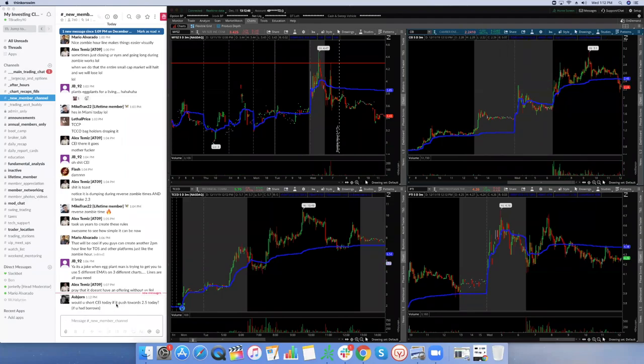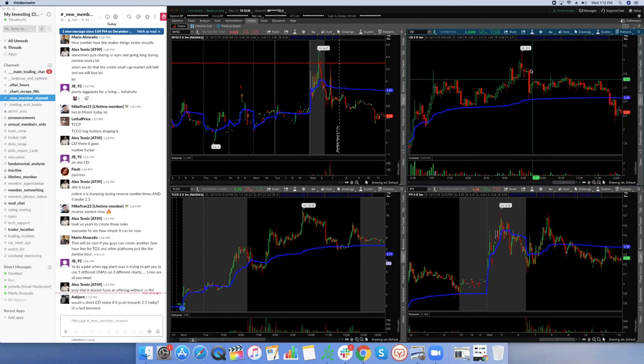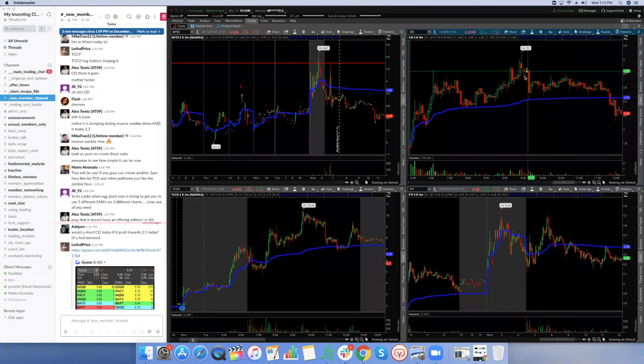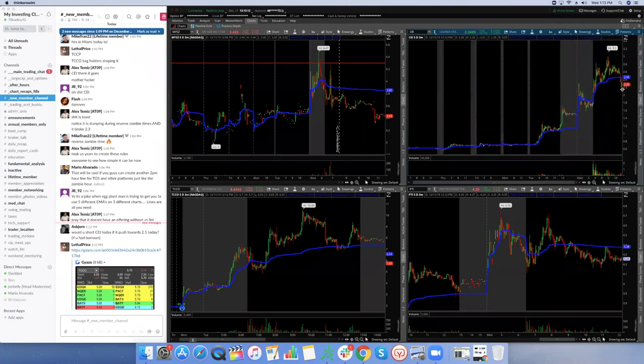Why are you short CEI today if it pushes towards 250 today, if you had borrows? Right here, man, just death count. That's what I go into every day. So Ashbourne, I would have shorted the pop right here and I would have scaled up to here, with a risk at like probably 292. That's literally the only point I would have shorted. Literally the only point.